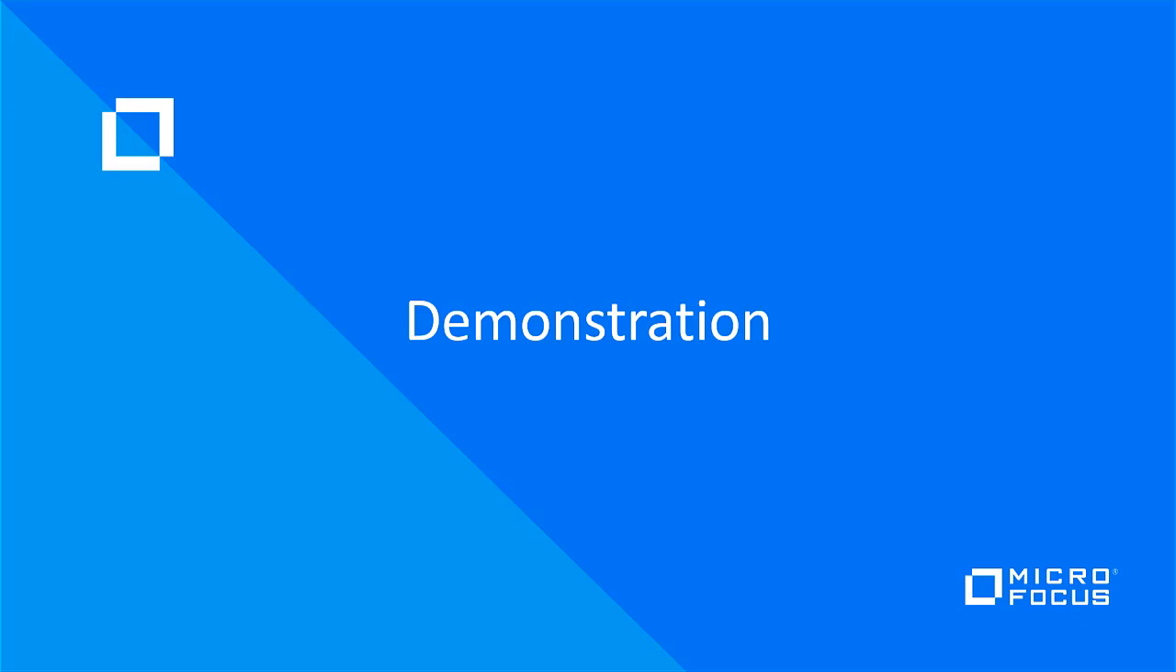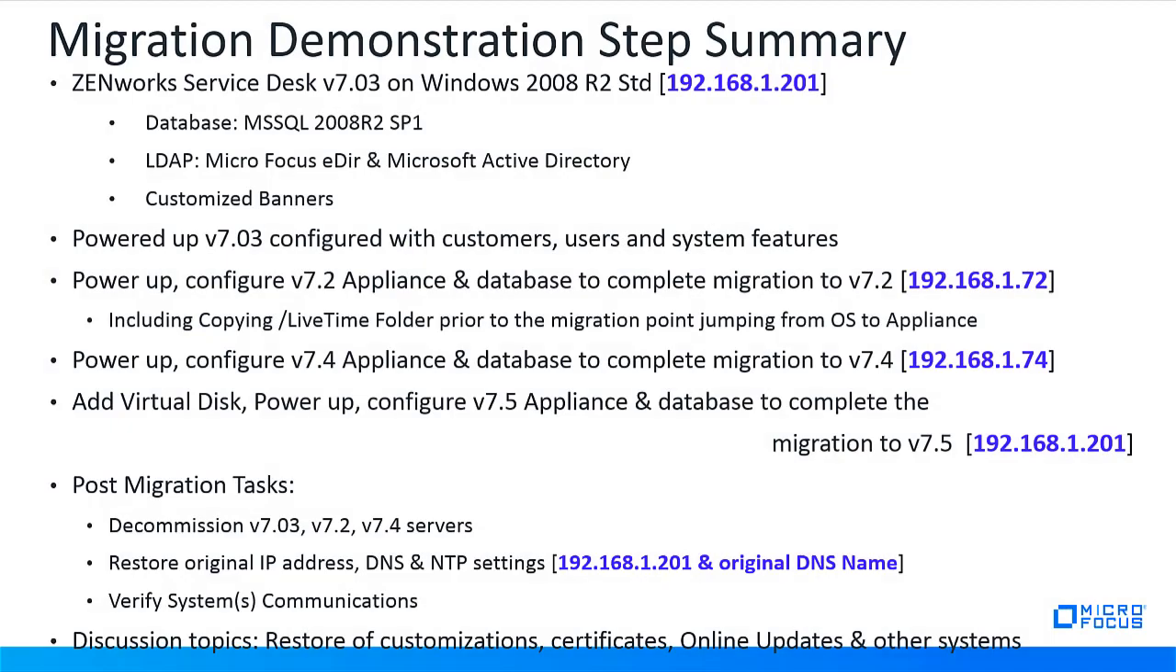using the same external database. This slide shows a process we'll display in the video presentation, starting with version 7.03 server having an external database, LDAP directories configured with customized banners and external certificates. This server has DNS settings and IP address of 192.168.1.201. We have backed up the appropriate systems database and will back up the customized files.